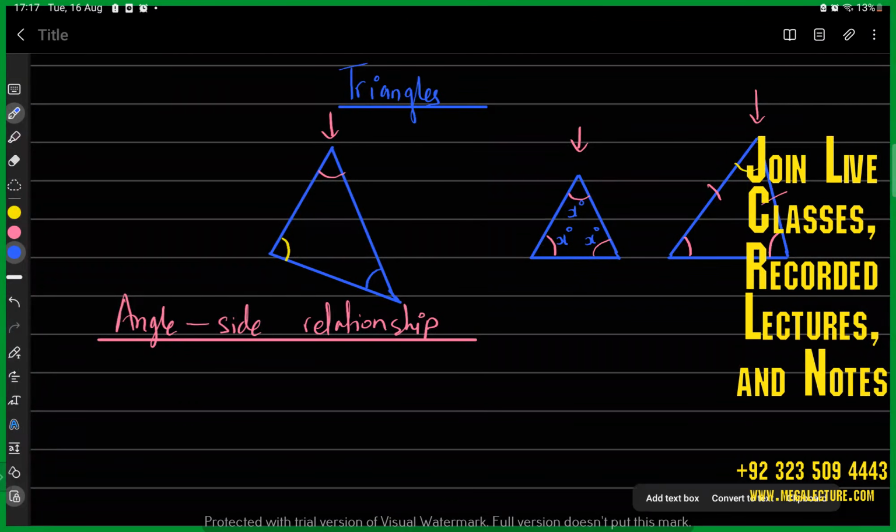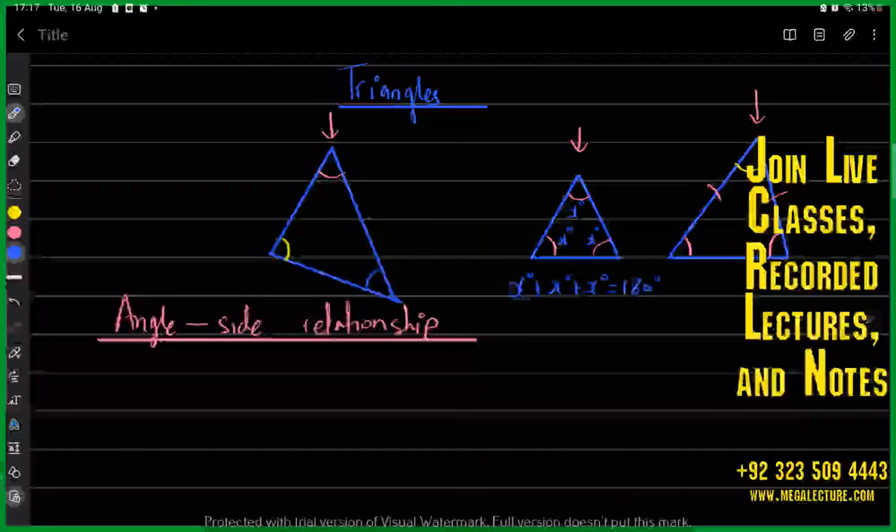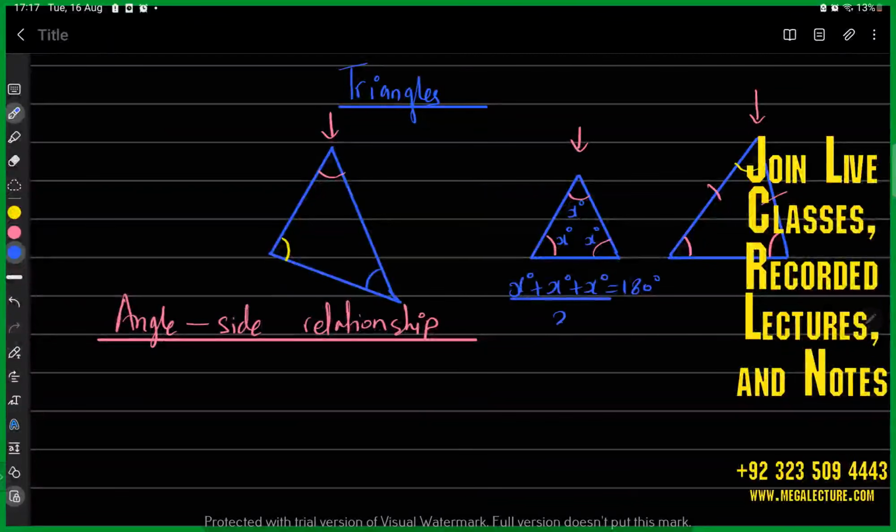Sum of angles in case of a triangle is 180. So x degrees plus x degrees plus x degrees would give me 180 degrees. This would become 3x degrees equals 180 degrees. And in order to make x the subject, I'll take this 3 on the other side. So x would be equal to 60 degrees.